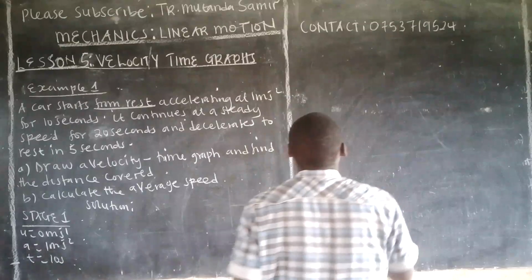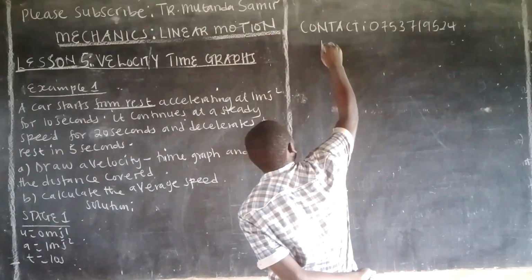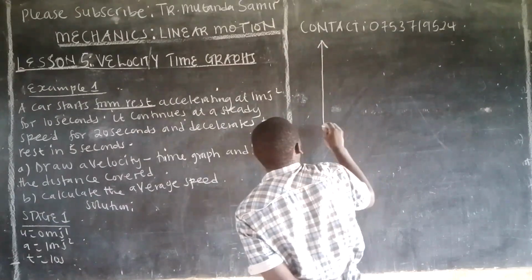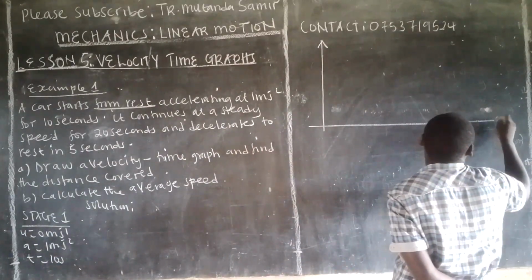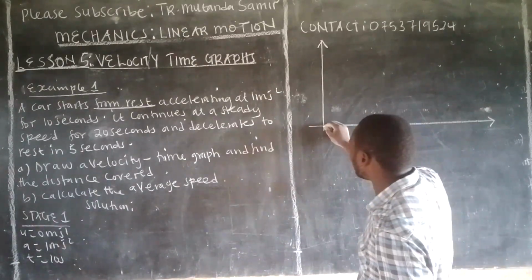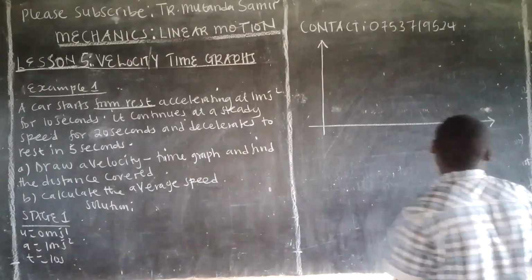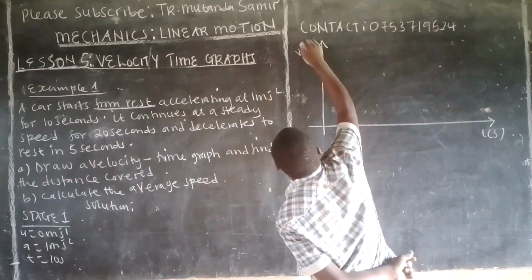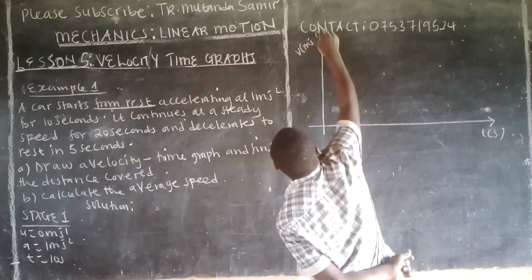What we're going to do here is simple. Just come and draw this. You can put the title, a velocity time graph, no problem. Please, the axes must intersect like that. Here we have time in seconds, and here the velocity, in meters per second.